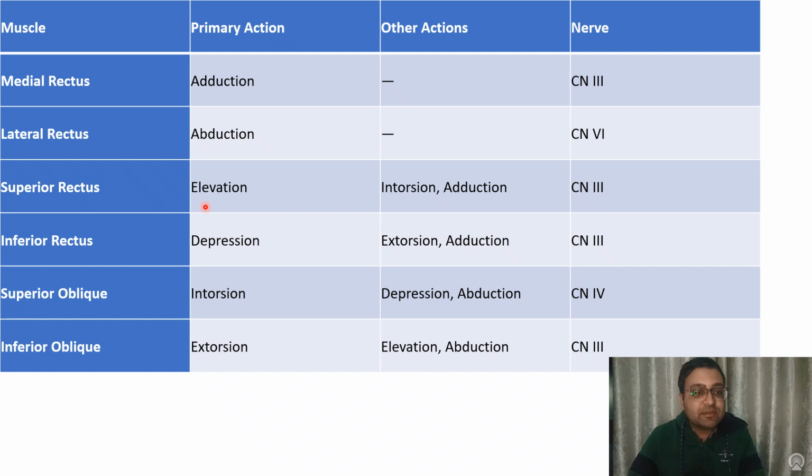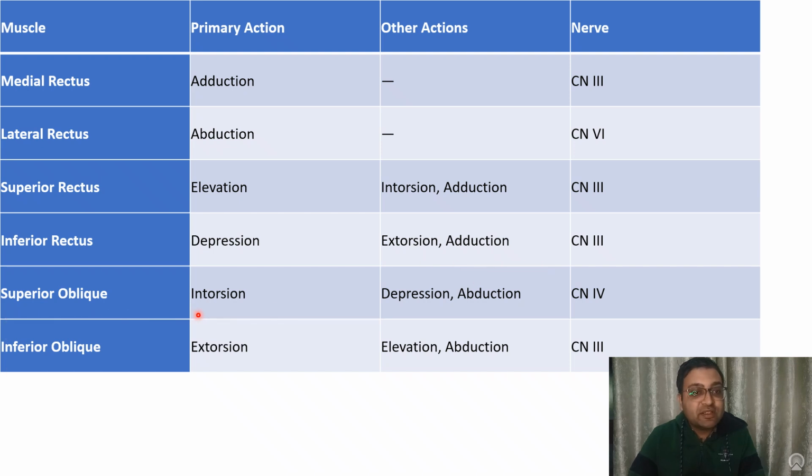Superior rectus has a primary action of elevation, the secondary action is intorsion and the tertiary action is the adduction. Similarly, inferior rectus main action is depression, the primary action; secondary is extorsion, and tertiary is adduction.